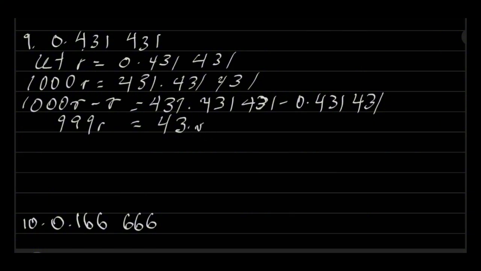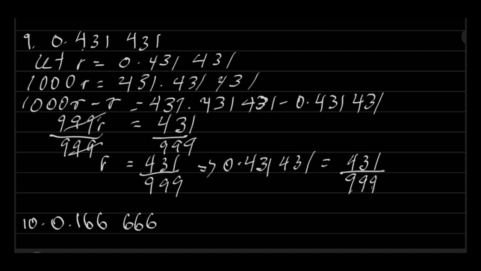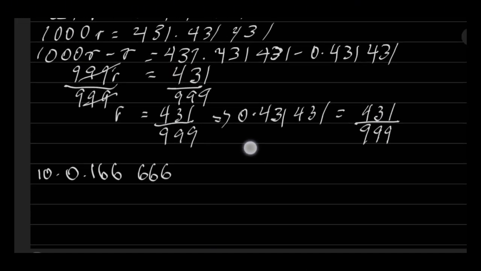No decimal. Stop messing up. 431. So dividing both sides by 999, r would give us 431 all over 999. So in conclusion, r, which was supposed to be equal to 0.431431, equals 431 over 999.